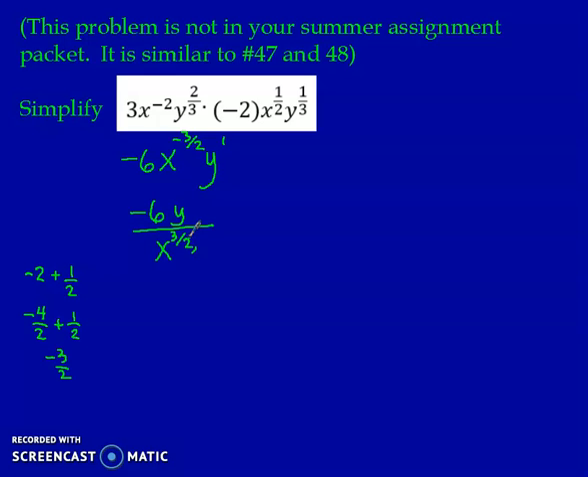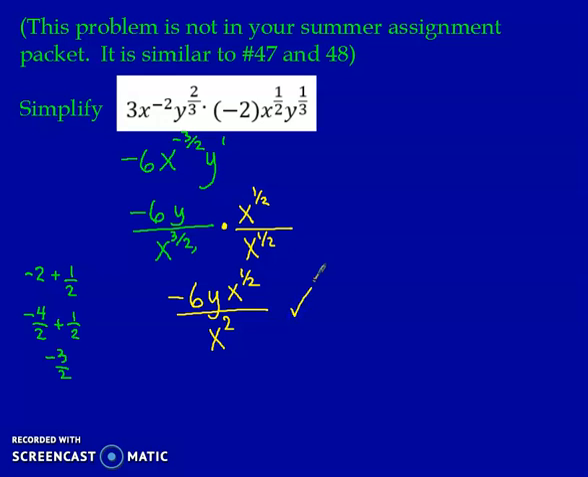All right, so the way we're going to handle that is we're going to multiply top and bottom by x to the, and here what we're looking for is we're going to add whatever we have to this to make it the nearest whole number. And that would be 1/2, wouldn't it? So we're multiplying times x to the 1/2 power. When we multiply, we're going to add those exponents, and we're going to get 4/2. So here we have on the top, -6 y x to the 1/2 power over on the bottom x to the 4/2 or squared.